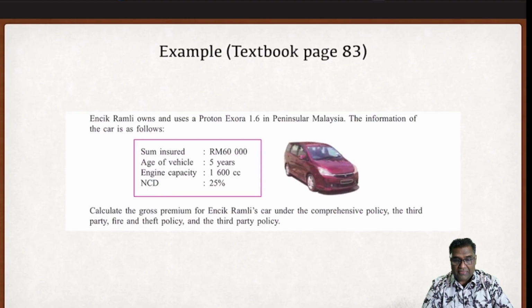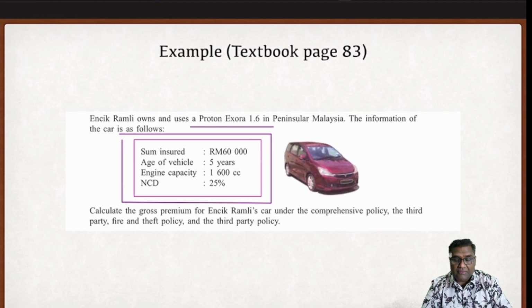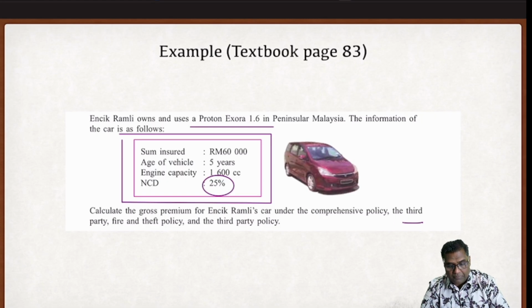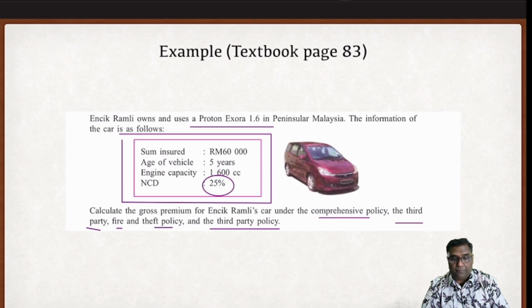Let's look at this. Encik Ramli owns and uses a Proton Exora 1.6. The car, the sum to be insured, age of the car, engine capacity, and the NCD are given. NCD is a discount given from the premium for him. So let's go on. We are going to look at the calculation under the comprehensive policy, the third party fire and theft policy, as well as the third party policy. So let's look at them one by one.